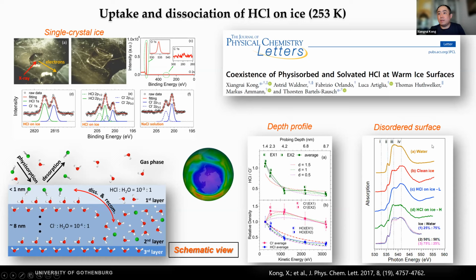One side note here is the NEXAFS that has been described earlier. This shows the different hydrogen bond networks. From the hydrogen bond network, we can distinguish liquid water and clean ice. And we also observe that this green one, HCl on ice with high loading, actually disorders the structure of the ice surface. So this HCl enhances the degree of disorder of the ice surface. This is one example of what we can do with XPS.